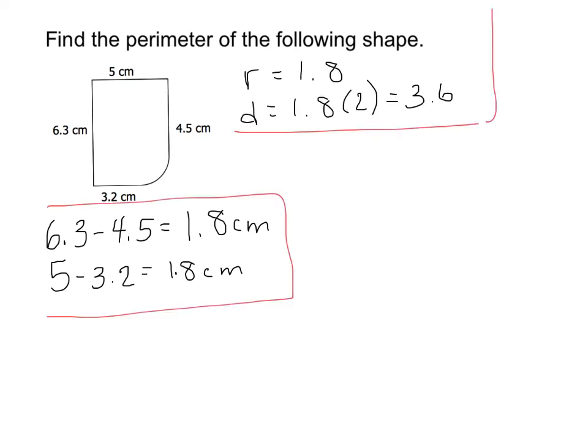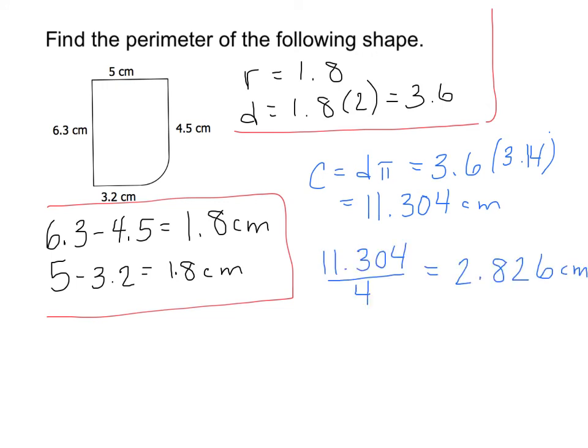To solve for the partial circle, we take the formula for circumference, diameter times pi. Substitute in our diameter, which is 3.6, multiply it by 3.14. And we get the circumference of a full circle being 11.304. But since it represents only a quarter of a circle down here in the corner, we're going to take the full circumference and divide it by 4. So the partial circumference down here is 2.826 centimeters.